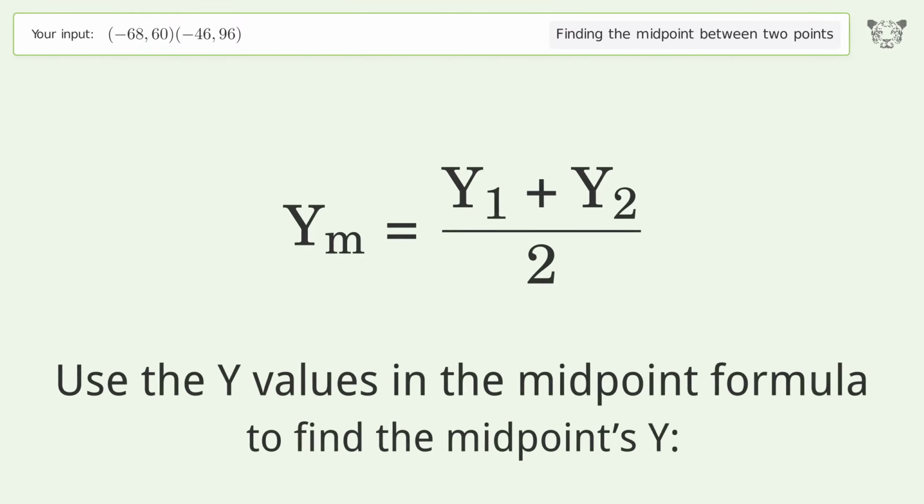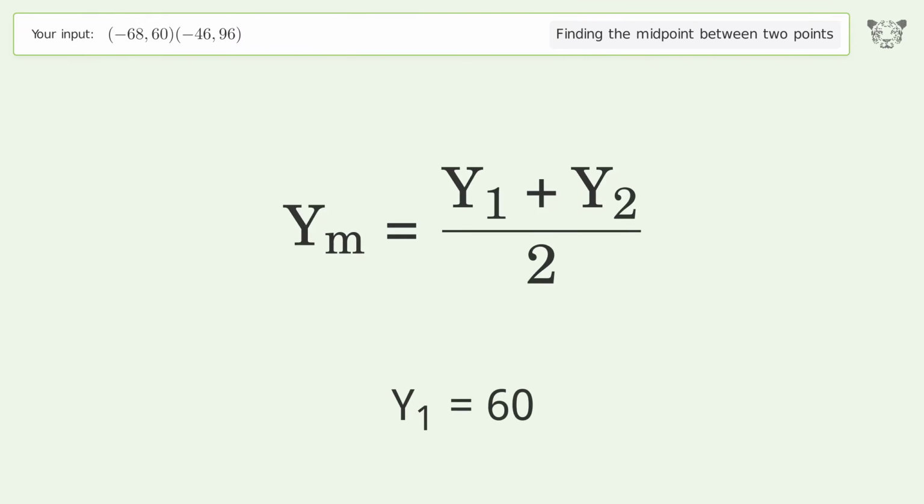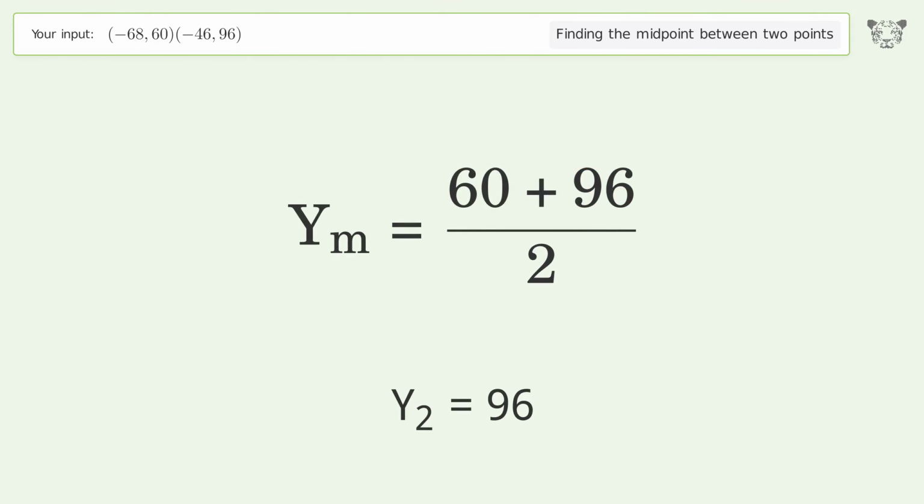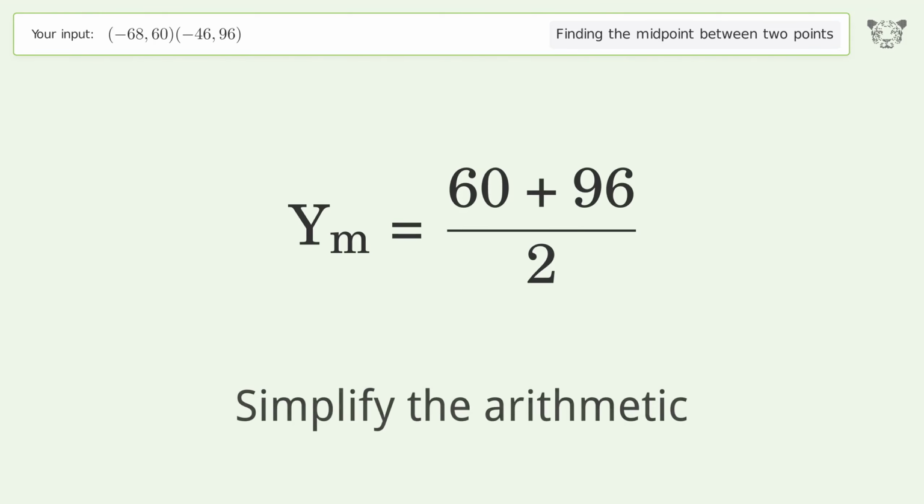Use the y values in the midpoint formula to find the midpoint's y. y1 equals 60. y2 equals 96. Simplify the arithmetic.